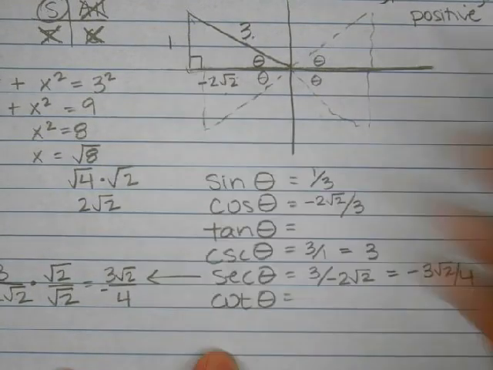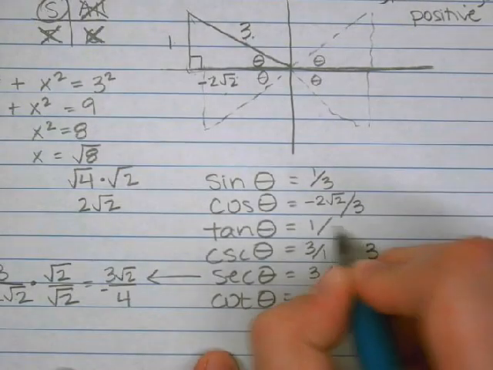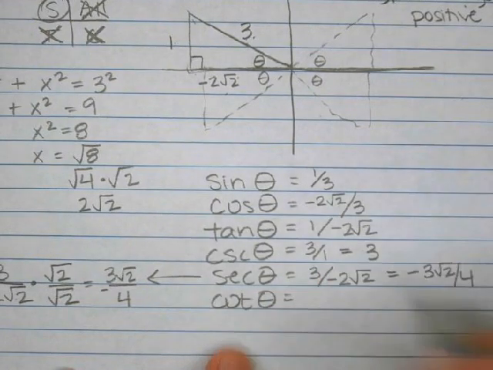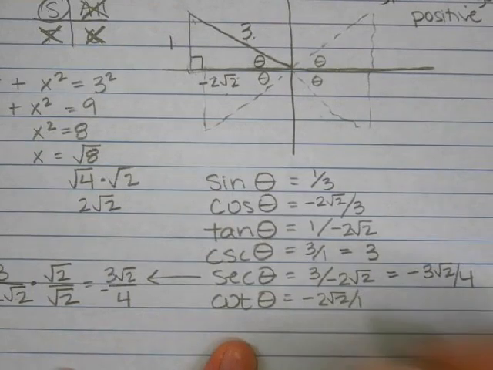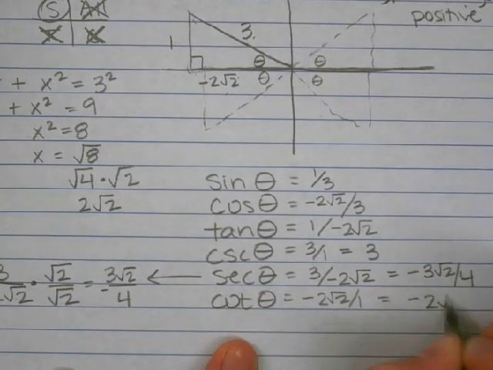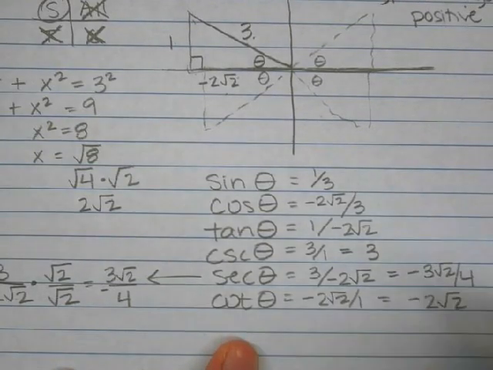So opposite, that's 1 divided by negative 2 square root 2. And the flipped version of that is negative 2 square root 2 over 1. This, since it's over 1, I can go ahead and say that's just negative 2 square root 2. This one I do need to simplify.